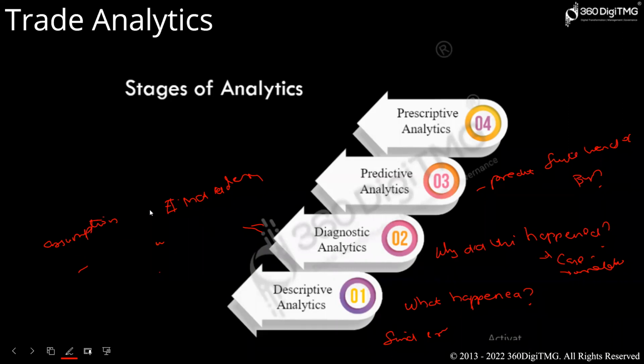So descriptive analytics will talk about what has happened. Diagnostic will talk about why this has happened. Predictive analytics talk about what will happen. And prescriptive analytics will talk about what needs to be done. This is the final stage. This could be the final stage of any data analytics. So descriptive, diagnostic, predictive, and prescriptive.